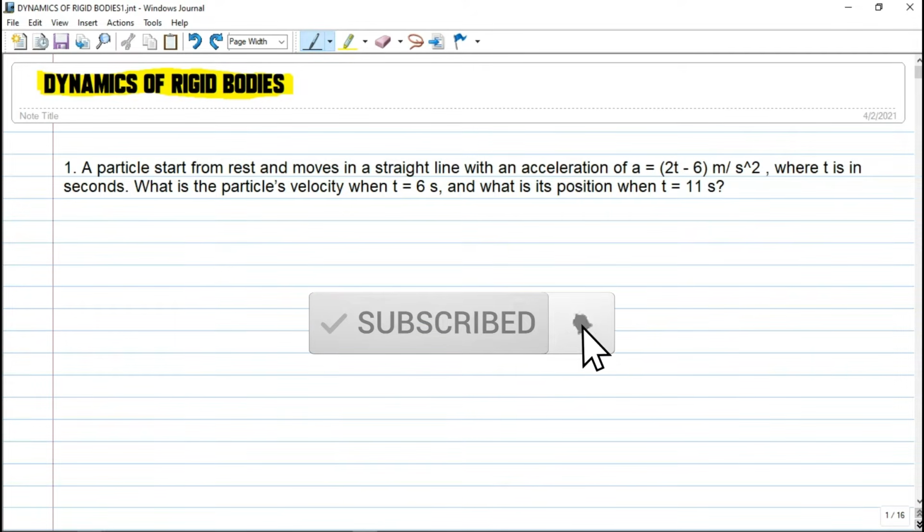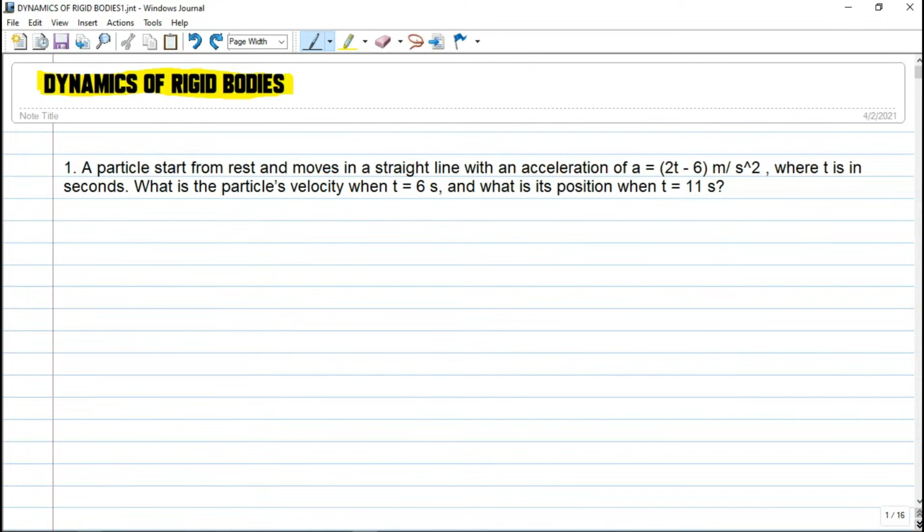So in this video, we are going to solve problems in dynamics of rigid bodies. Actually guys, this is a continuation of the first video. The first video is an introduction to dynamics. There I discussed our basic concepts like average and instantaneous velocity, average and instantaneous acceleration, and the derivation of formulas regarding constant acceleration, rectilinear motion. Okay, so in this video, we are going to solve problems.